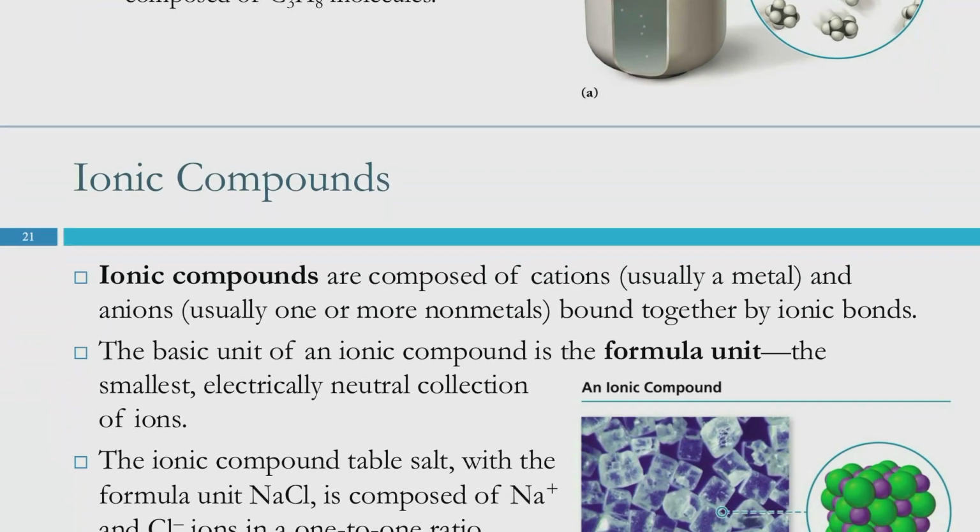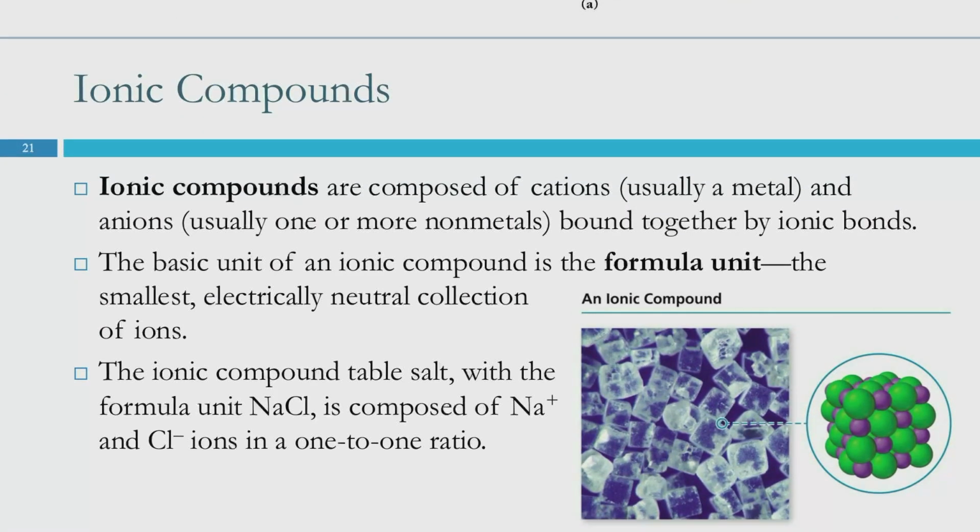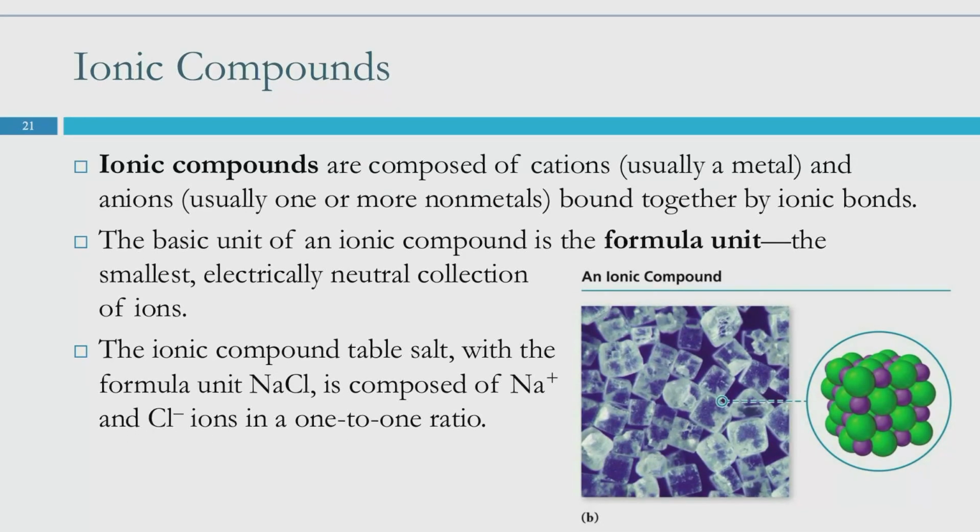Our other side of compounds for pure substances is ionic compounds. Ionic compounds are composed of cations, positively charged ions, usually a metal, and anions, usually one or more nonmetals bound together by ionic bonds. Usually, but not always, a metal. It will, however, always be a cation. There are a couple of cations that show up on the list of things that you have to memorize. Those are the ones that would show up as cations that aren't metals that would make it an ionic compound.